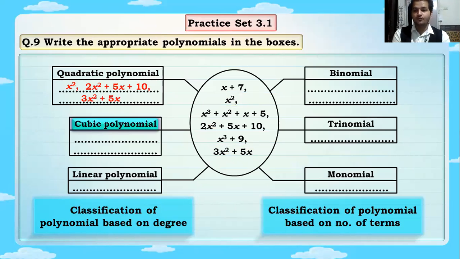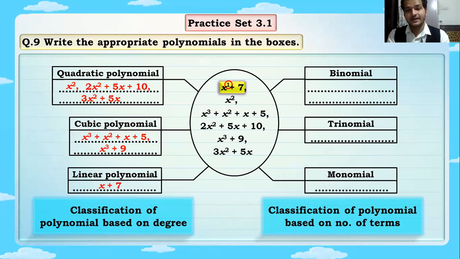Cubic means what? Very good Mitali, very good Durvanka, sorry, Mitali, fantastic. Vaishnavi, Nupur, very good. Cubic means the highest power should be 3. So we'll write the third and the fifth polynomial. And linear means what? Highest power should be 1. x plus 7. Okay. So this was the bifurcation based on degree.